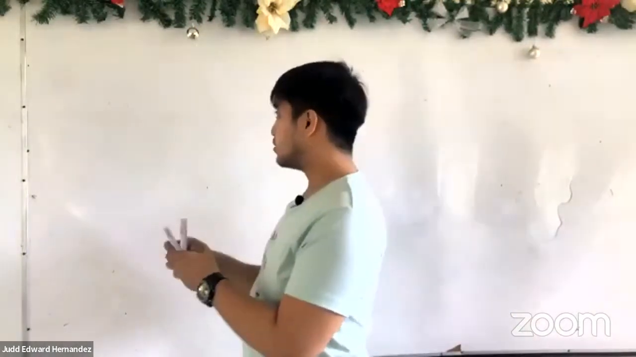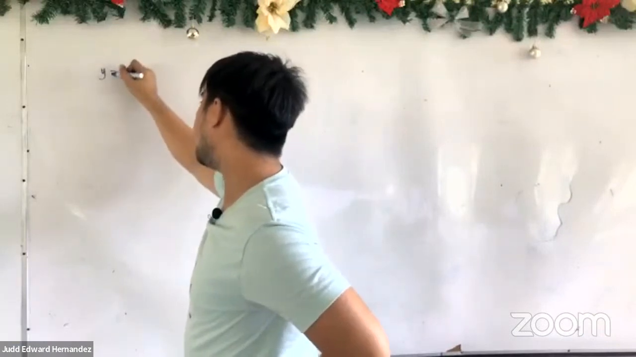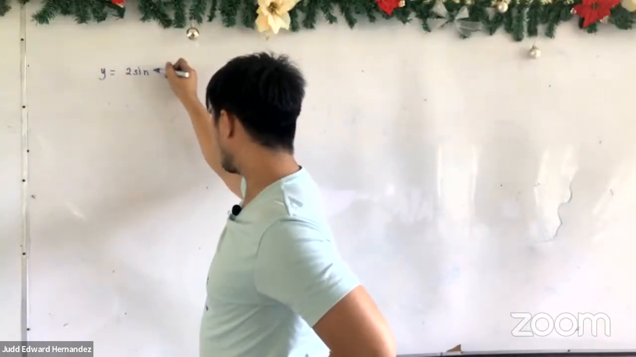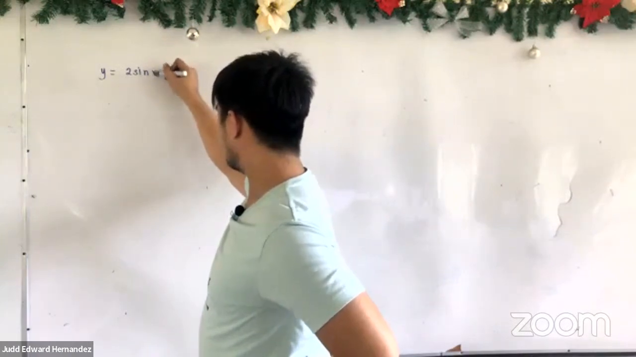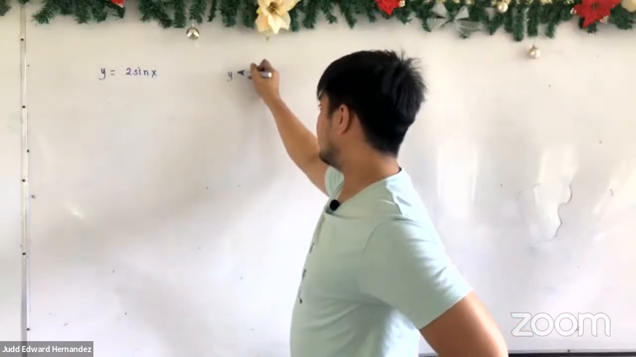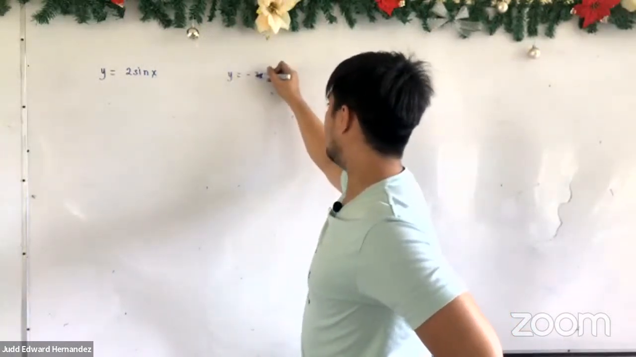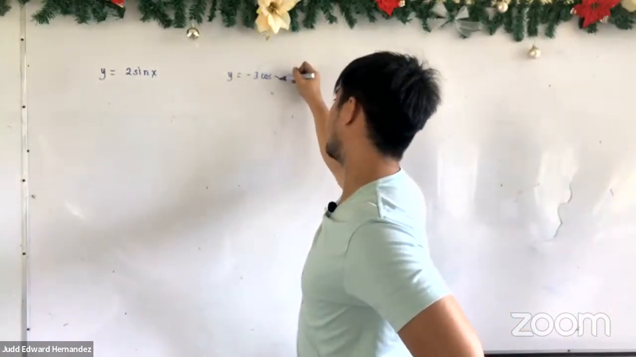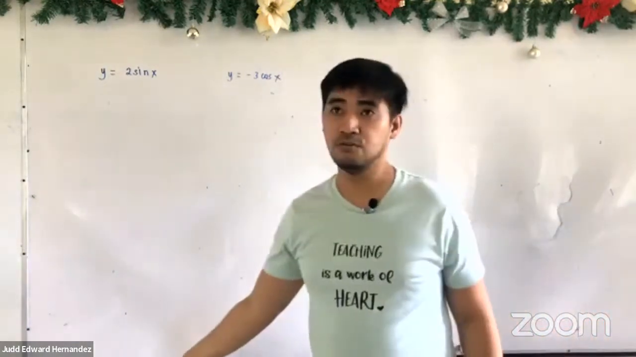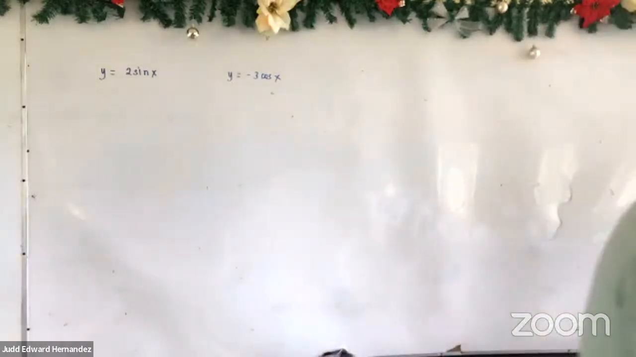Okay, so could you please try this one? Y is equal to 2 sine x. And y is equal to negative 3 cosine x. I'll be giving you 4 minutes to answer.